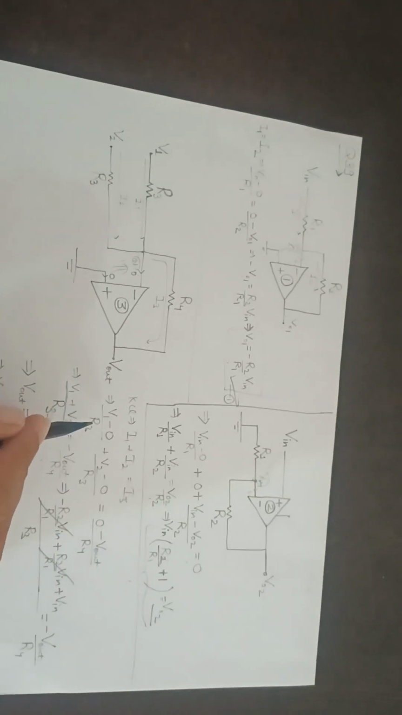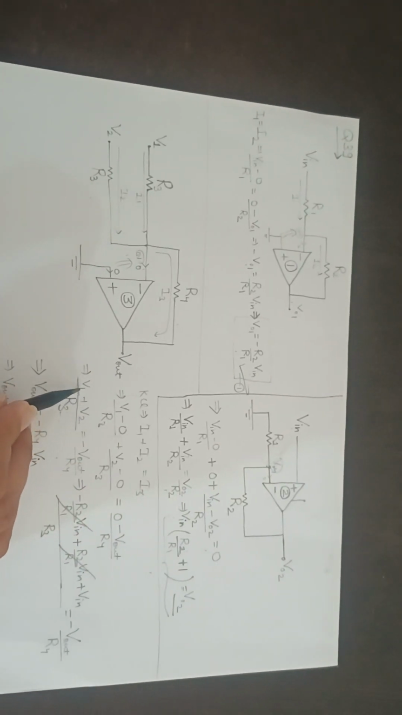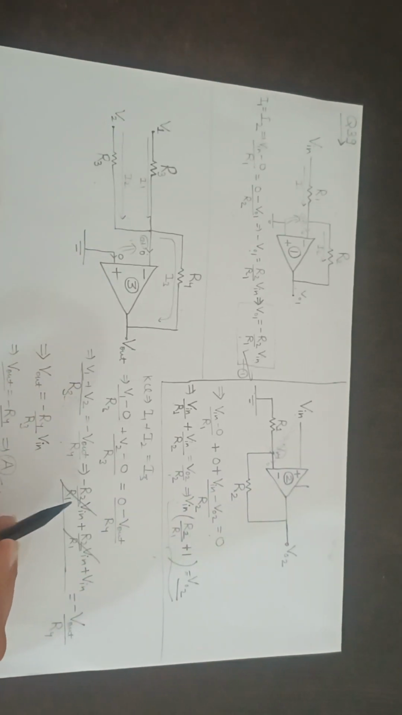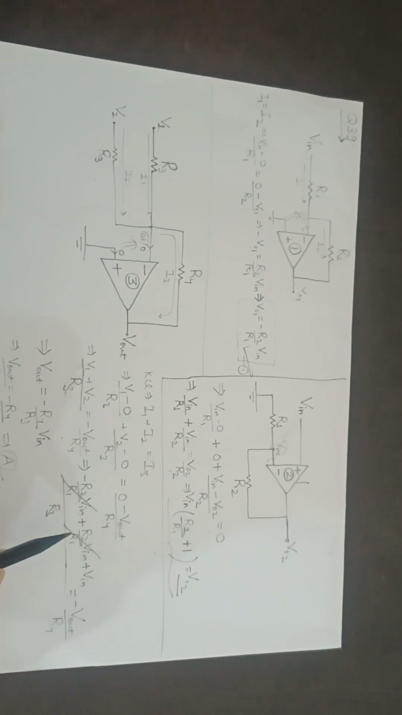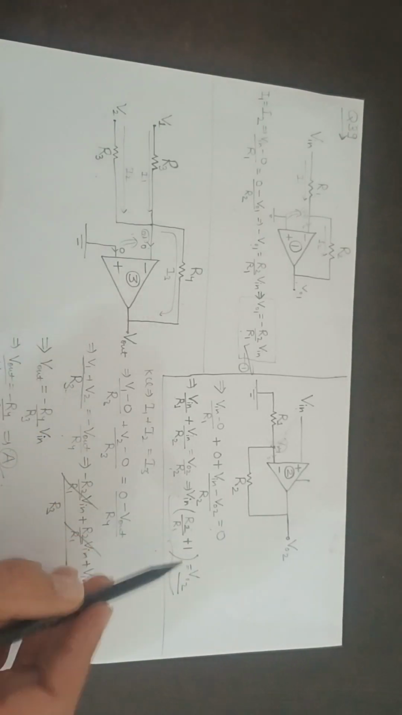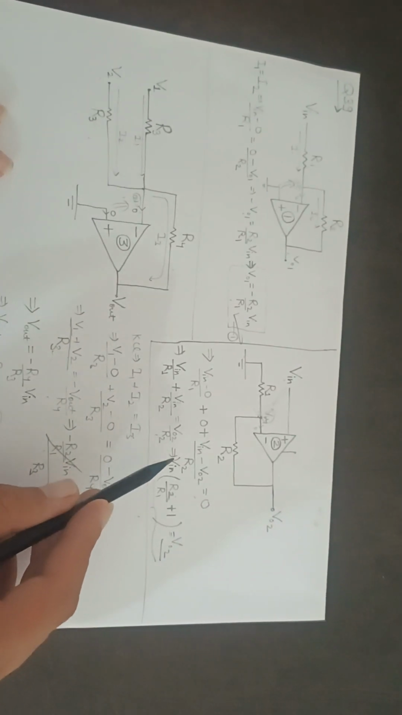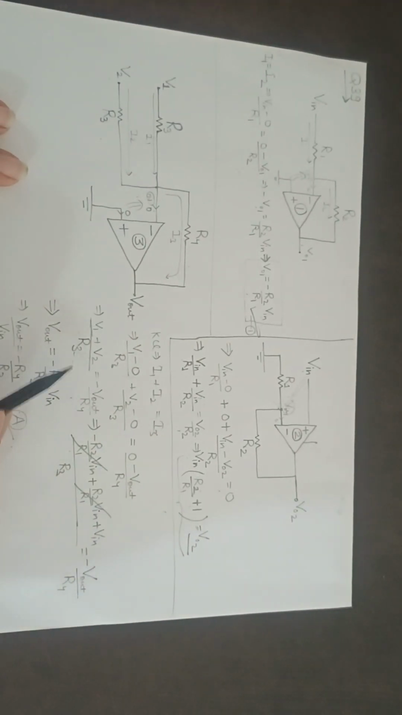Now we can see that this V1 means VO1 only. So what is VO1? It is minus R2 by R1 times Vin. And then what is V2? V2 is nothing but R2 by R1 Vin plus Vin, divided by this R3, is equal to minus Vout upon R4.